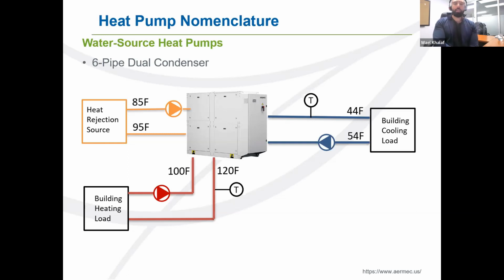So whenever heating is required in my building, instead of rejecting the heat that I extracted from my building cooling loop to the cooling tower, I can reject it to my building heating load. And that heating load could be reheat, could be space heating, could be domestic hot water preheat. It could be whatever application you have that has a hot water demand. So again, it's a great application or a great machine to use whenever we have a need for heat recovery, but building heating is not required year round.